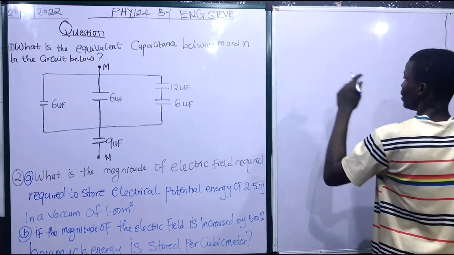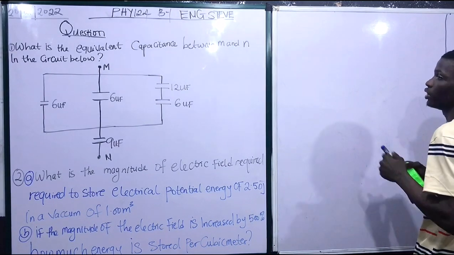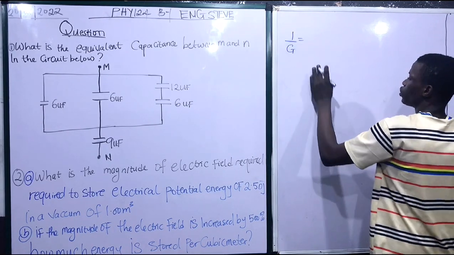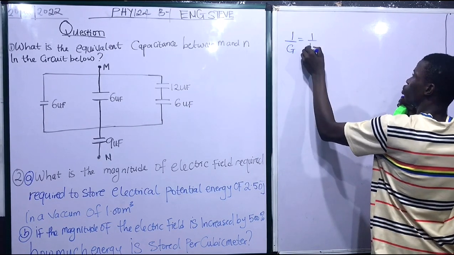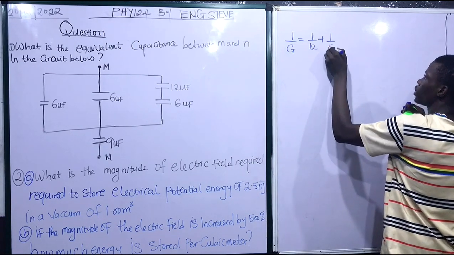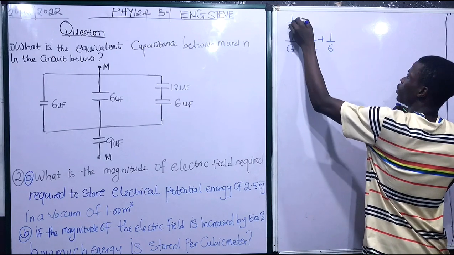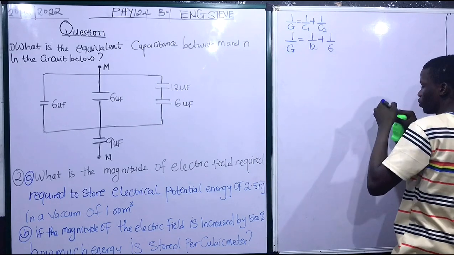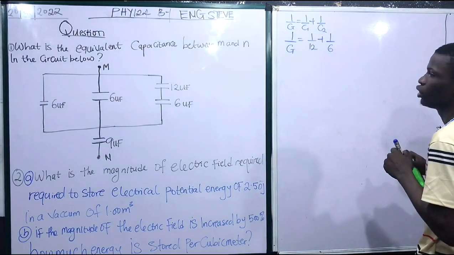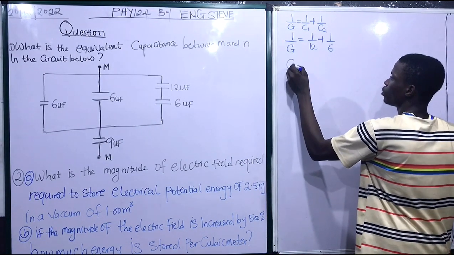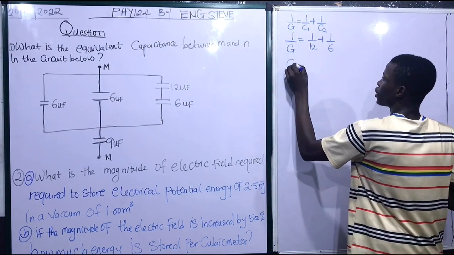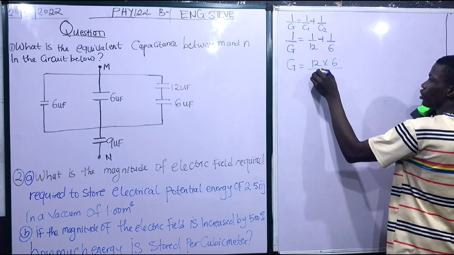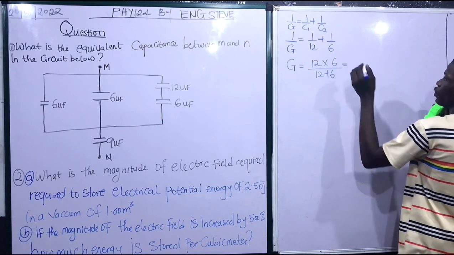And in my last class, I said when it comes to series connection, in order to calculate the equivalent, 1 over C total is equal to 1 over 12 plus 1 over 6. That is, from the formula, 1 over C total is equal to 1 over C1 plus 1 over C2. Following that formula, if we're looking for our C total, the equivalent capacitance, we'll say 12 times 6 all over 12 plus 6.